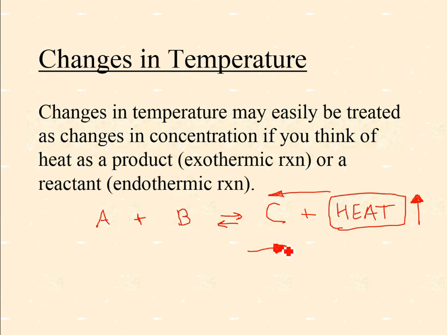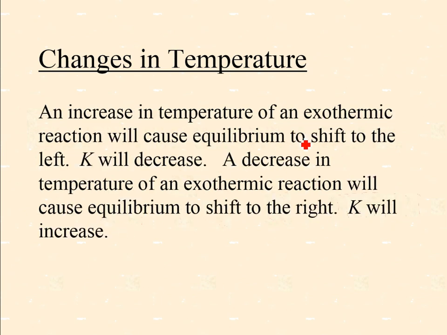So I'm ignoring K right now because K will change if you increase temperature. But it's showing you with an illustrative process why K changes. An increase in temperature of an exothermic reaction will cause equilibrium to shift to the left. K will decrease. Okay? Star that. A decrease in temperature of an exothermic reaction will cause equilibrium to shift to the right, and K will increase. So this example is for exothermic processes, right? So let's put exo, we've been writing in red.